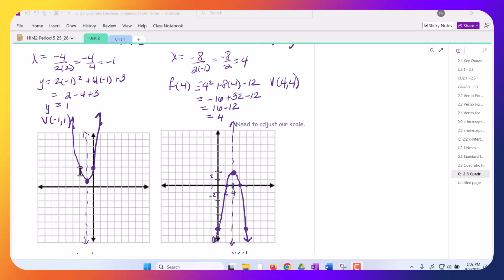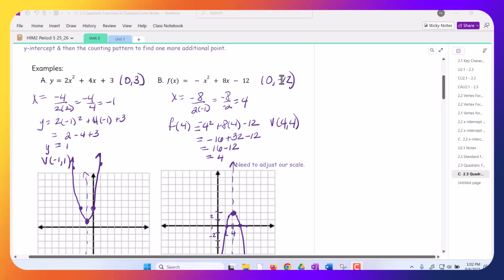I use symmetry to find its partner over here, and then I'm going to use my counting pattern. This is my over 1 up 2. This will be my over 1 up 2 times 3. And then I use symmetry again.